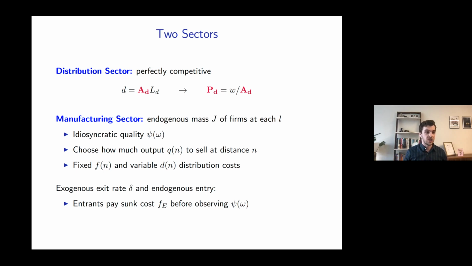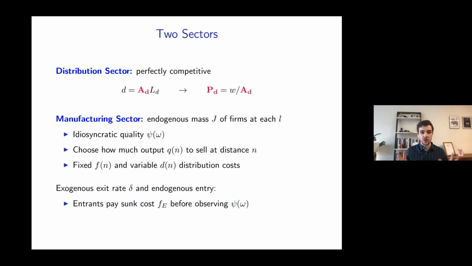So N here is going to range between 0 and 1/2 because we're normalizing the circumference of the circle to 1. Now, selling to a point at distance N on the circle is going to require both fixed and variable distribution costs. And these are going to be increasing with distance, as I'll show on the next slide.